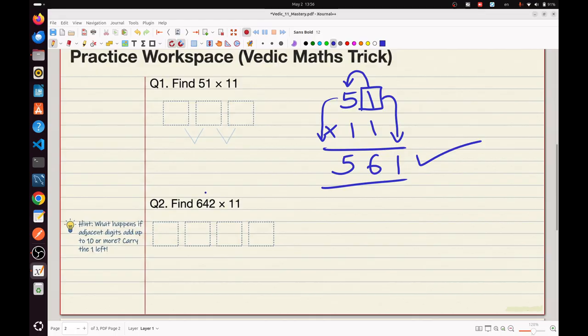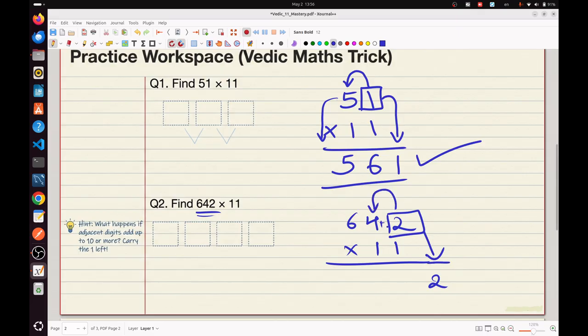Next we will look into a 3-digit number. Here we have the 3-digit number 642 cross 11. How can we do this? The same steps we need to follow. Here we have 2, which we keep towards the right hand. Next, 2 plus 4, what will we get? 6, right? That we keep here. Next 4 plus 6. Here be careful. 6 plus 4 or 4 plus 6, what will we get? We will get 2 digits, that is 10. Right? We have 2 digits.